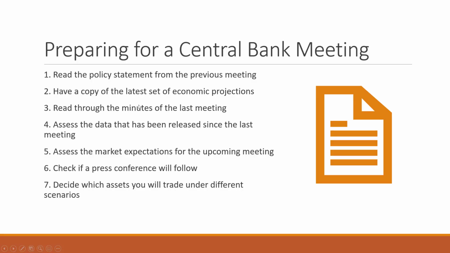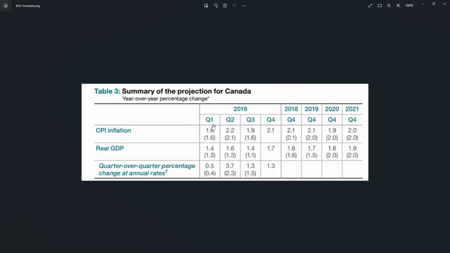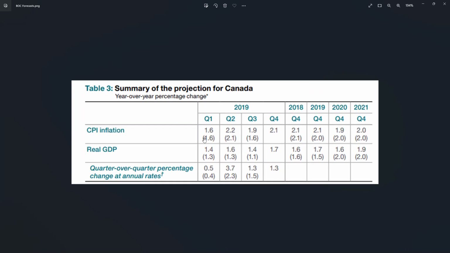Now, have a copy of the latest set of economic projections. So I've now taken a screenshot out of the monetary policy report from the October meeting that the Bank of Canada had, which was the latest set of projections. And we can see those here. CPI inflation for Q1 2019, which has already passed, it's showing you the data they already had.